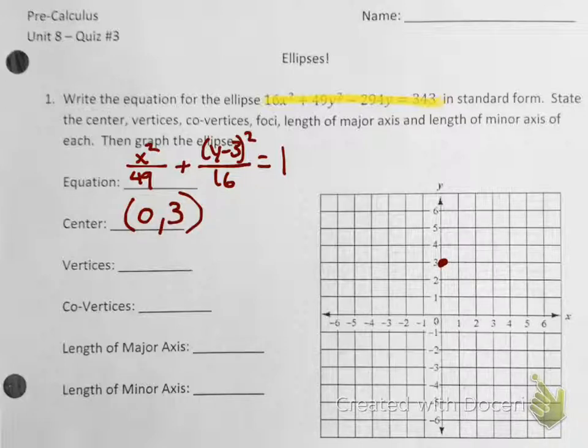Okay, our vertices are going to be a units away. And because our bigger value is underneath our x, then we're going to go in the horizontal direction. So we're going to go a units away from x. So maybe we can go ahead and make a list of our a, b, and c values. Our a's got to be 7 because that's 7 squared there. B squared is underneath the y, so b is 4. And we'll find c in just a moment. So if we go out 7 units in each direction, left and right, then there are vertices, so that's negative 7, 3 and positive 7, 3.